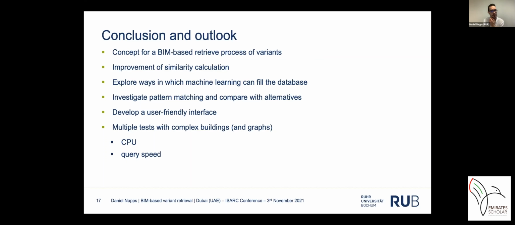The paper shows a concept for a BIM-based retrieve process to find similar building designs and possible variants. In ongoing research, the similarity calculation needs to be improved to get more specific results. For the CBR process, it is important to have a big database, and therefore it is necessary to find a method in which machine learning can fill these databases.